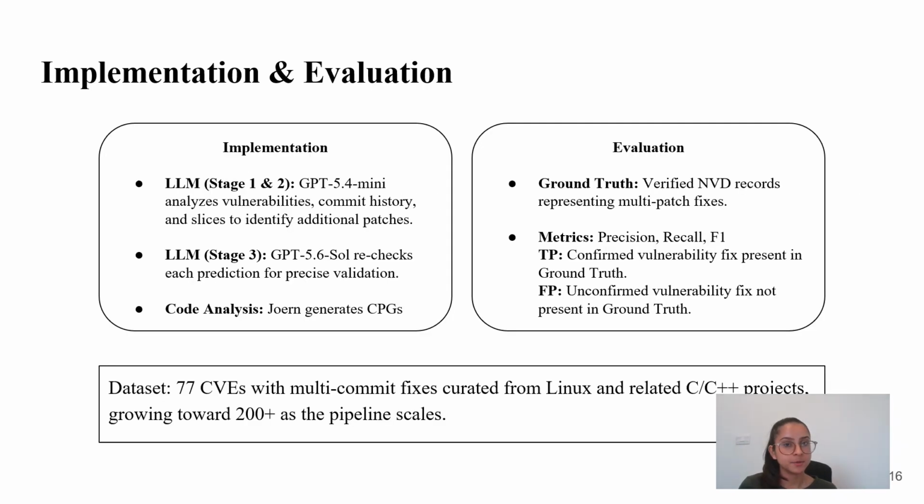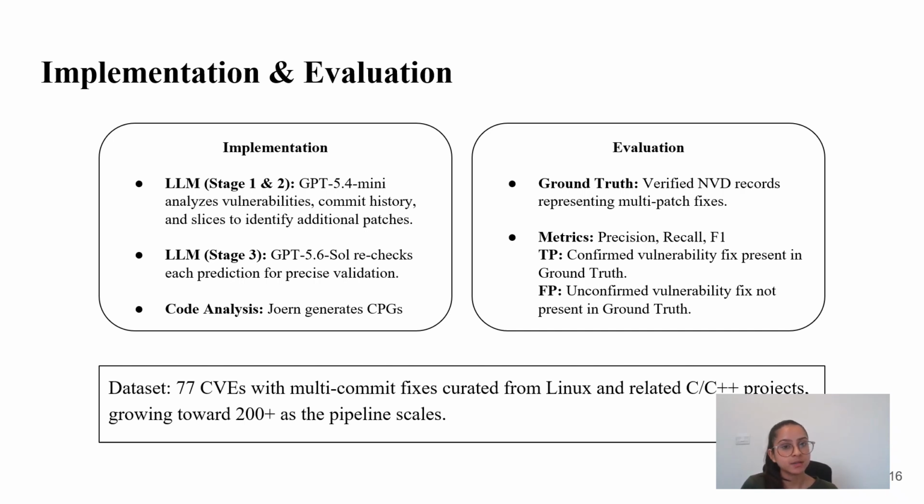For the implementation and evaluation part of this research, we use GPT 5.4 Mini for the LLM implementation for stages 1 and 2 to analyze those vulnerabilities, commit history, and slices to identify additional patches. But for stage 4, we decided to change the model to GPT 5.6 Sol in order to recheck each prediction and get precise validation. And for code analysis, we use Joern to generate those CPGs.